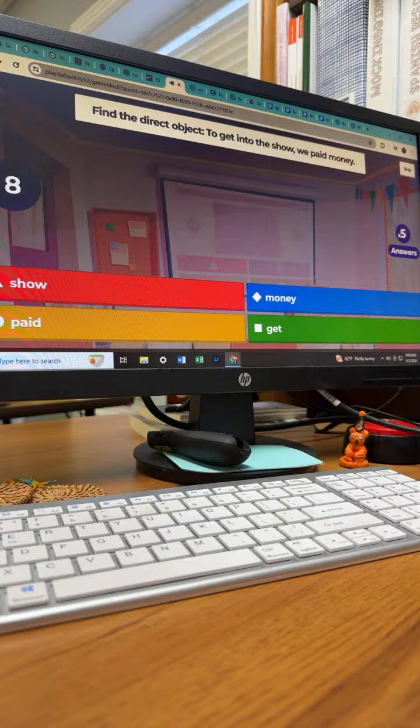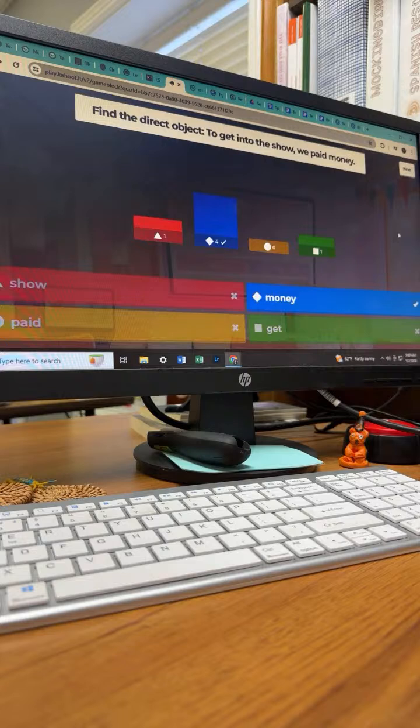And then what is receiving that action? Okay. So we are paying money. We are paying money. Money is the direct object here.